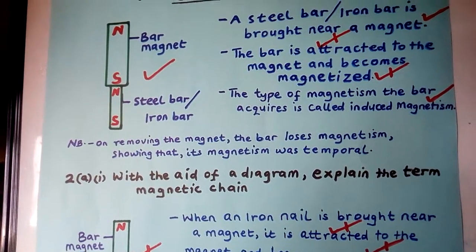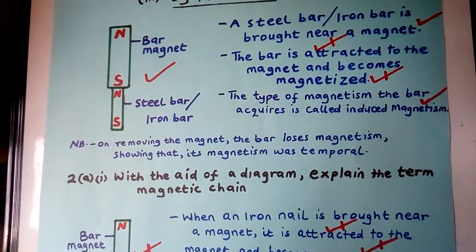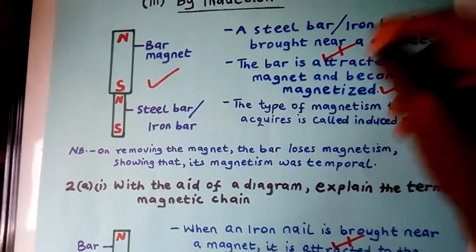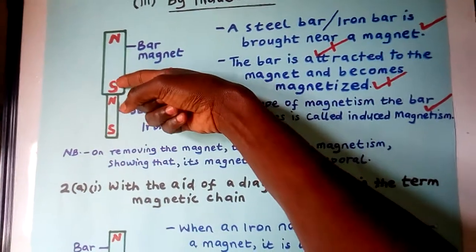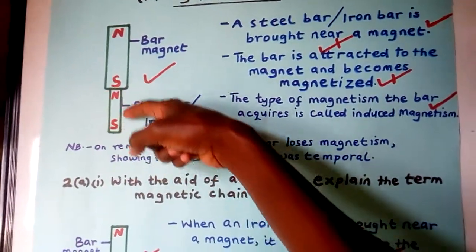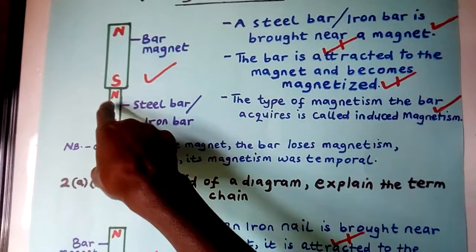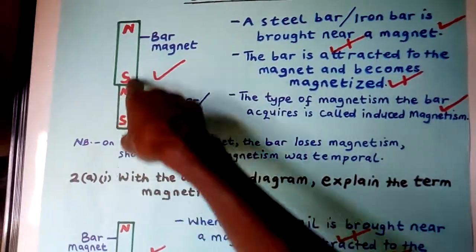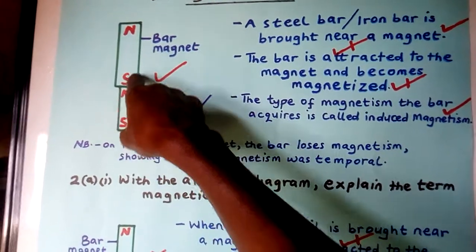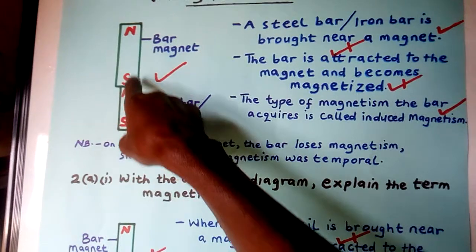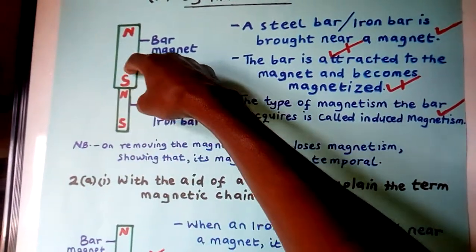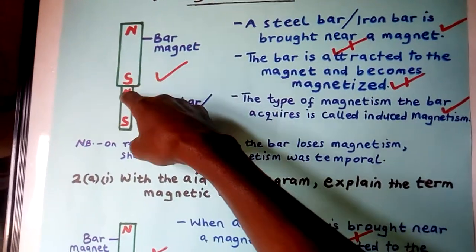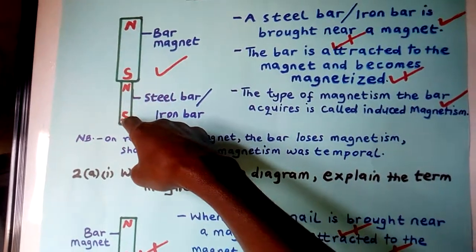So if it becomes a magnet, it means one side will become north and one side will become south. Now the question is, which side becomes north and which side becomes south? It will depend on the pole of the magnet. If you bring this steel bar or iron bar near the south pole of the magnet, automatically this one becomes what? North. Why does it become north? Remember, these two are now attracted, and if they are attracted, then they must be unlike poles, because if they were like poles, they would repel. If this is south, this one becomes what? North. If this was north, this one would become what? South. Because it is south, this one becomes north, and automatically this one also becomes a south.